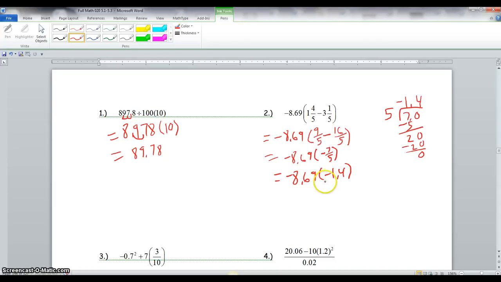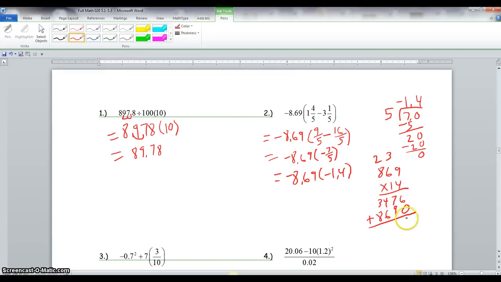We know a negative times a negative is positive. So we could take 869 times 14. Remember, we'll get rid of the decimals and add them in later. 4 times 9 is 36. Carry our 3. 4 times 6 is 24. Plus 3 is 27. 4 times 8 is 32. Plus 2 is 34. We add our 0 here. 1 times 9 is 9. 1 times 6 is 6. And 1 times 8 is 8.